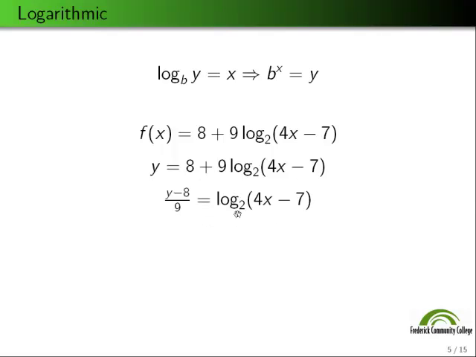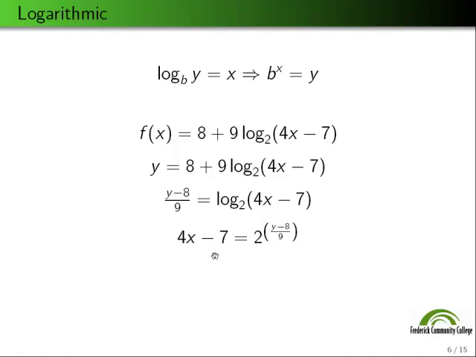And so now, when we have log base 2 of something equals something, right here, log base b of y equals x implies the base raised to the power of that thing on the outside equals the thing inside the log. So 2 raised to this piece equals that piece. So 2 raised to y minus 8 divided by 9 equals 4x minus 7. And I put the x on the left side. It doesn't matter. I switched sides of my equation here.